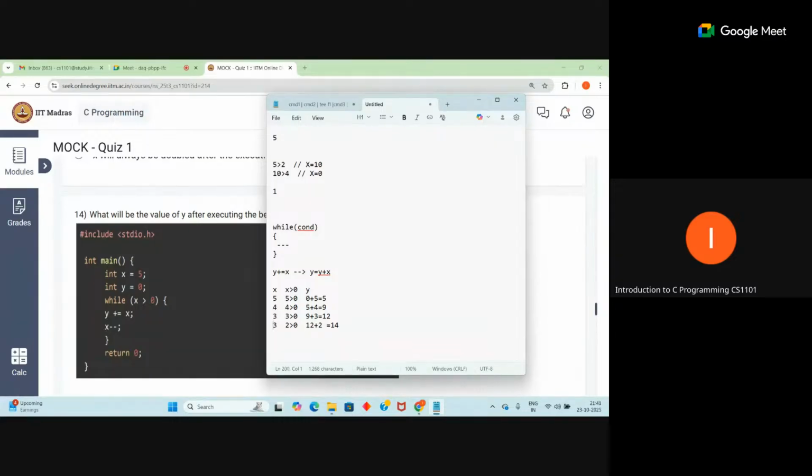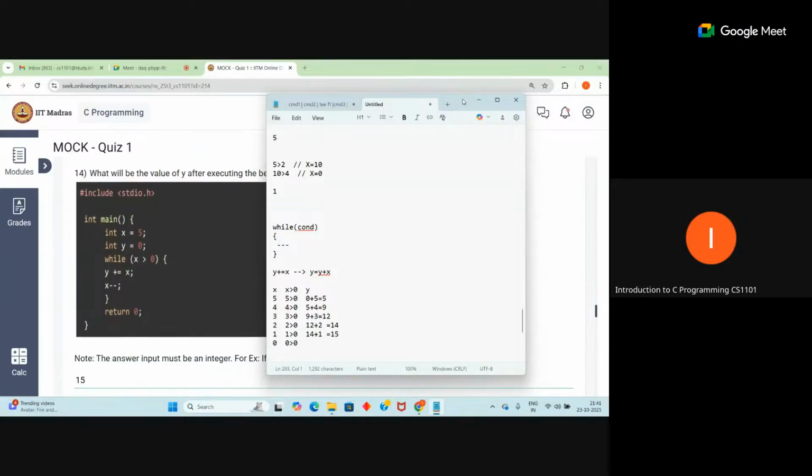Then x will be 1. So 1 greater than 0, which is true. So it will be 14 plus 1, which is equal to 15. Then x will become 0. So 0 greater than 0 is false. It will stop.